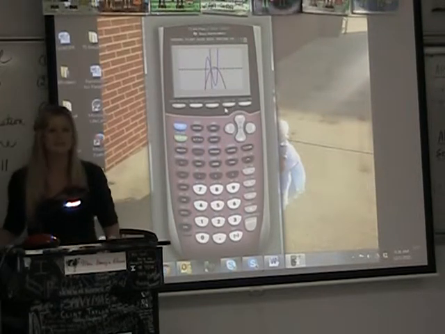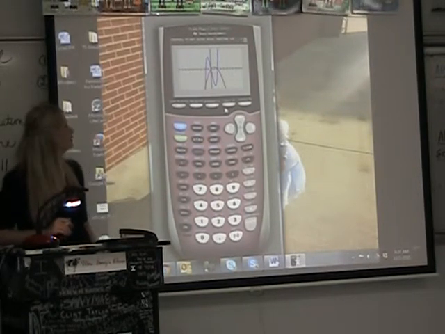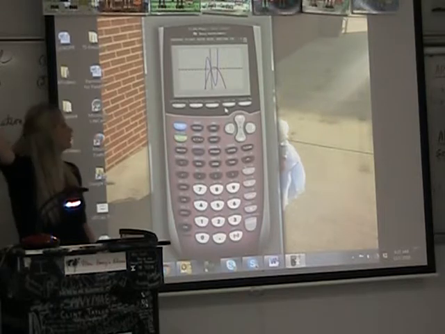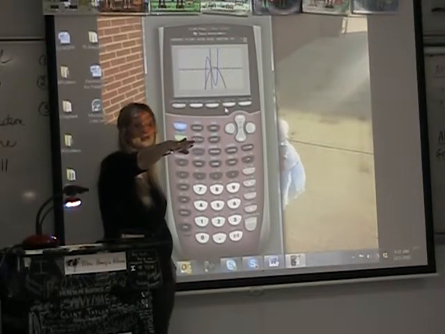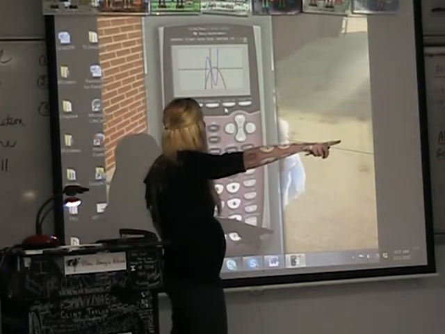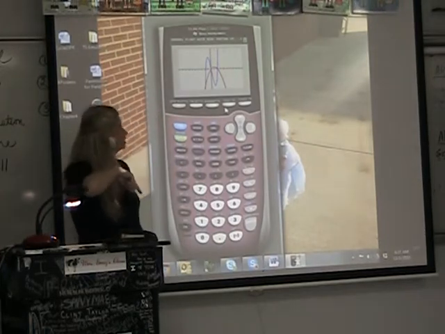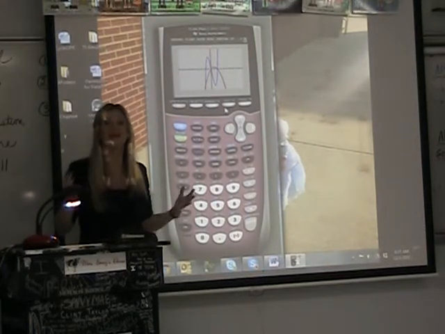So let's do this. Let's do this side of the room. I want you to find the leftmost intersection point. Middle of the room, I want you guys to find the middle intersection point, and over here, if you guys will find the rightmost intersection point. Just the x coordinate.